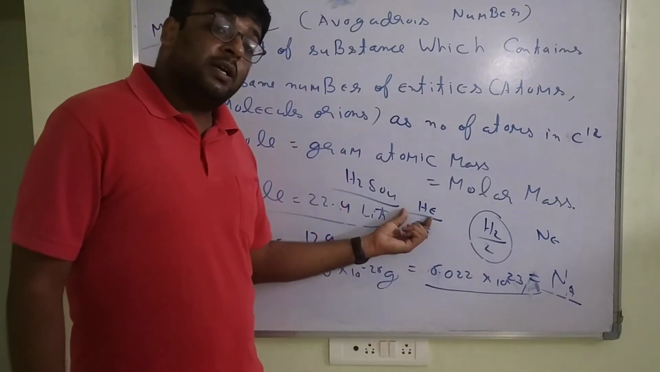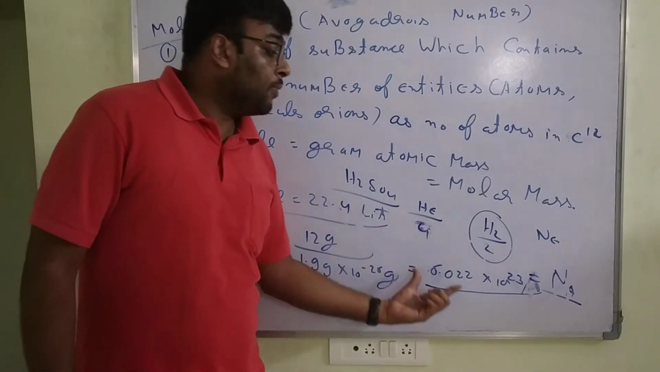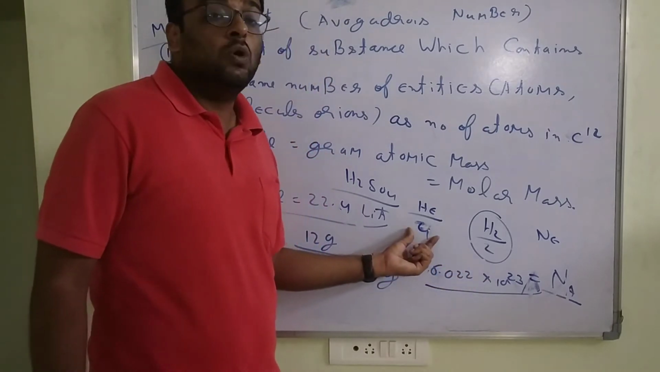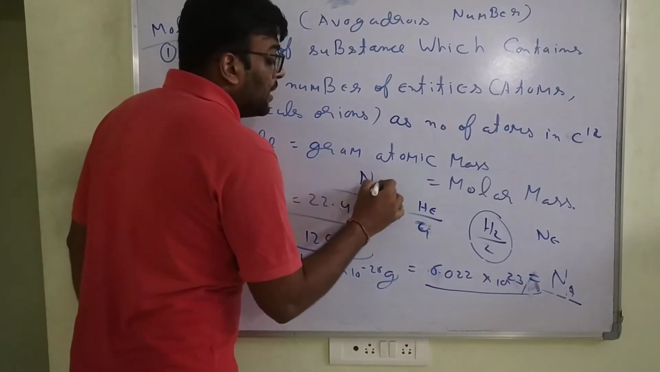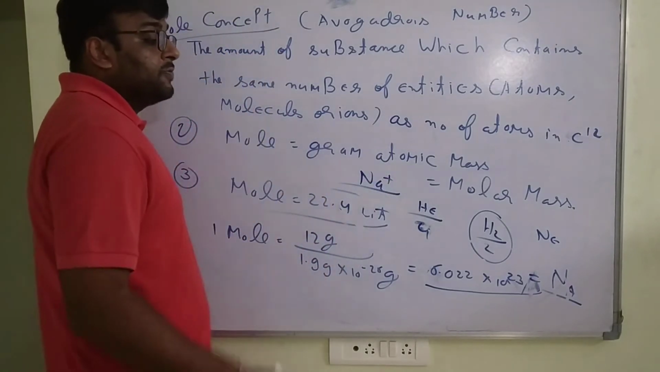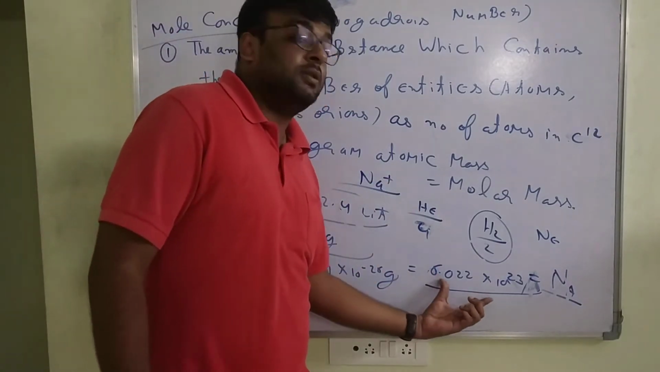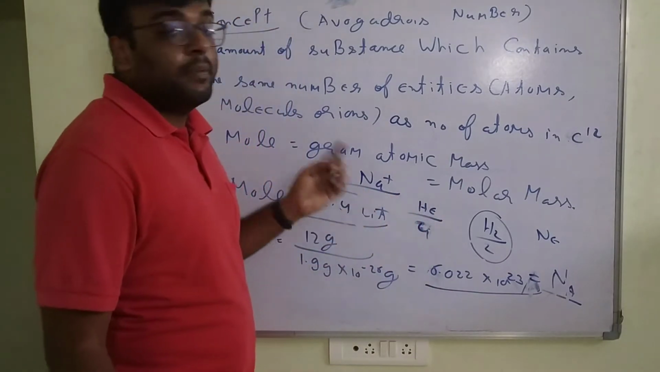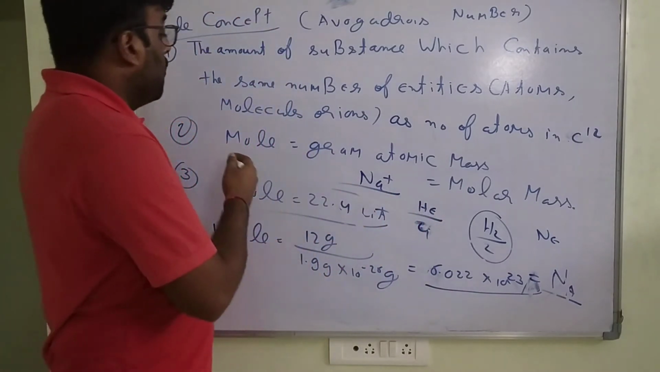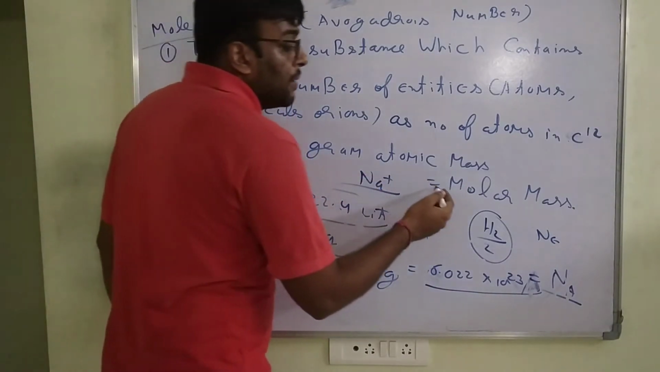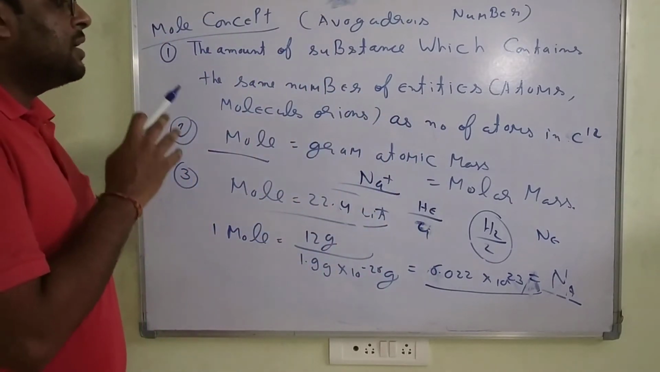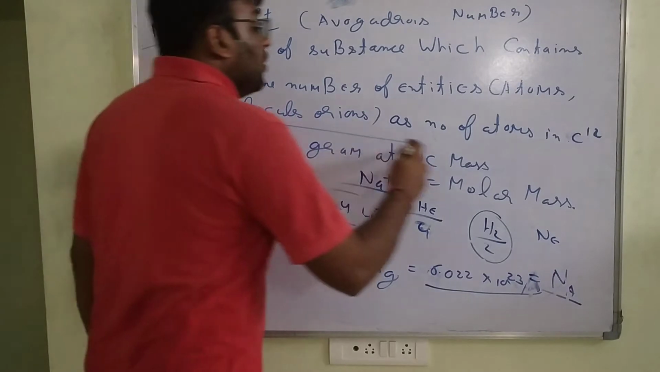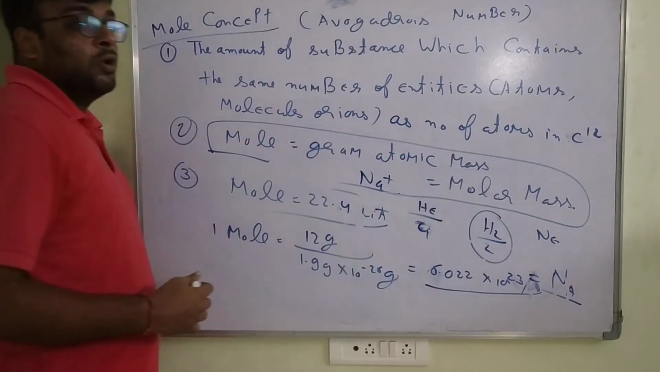Here the atom exists in atom form, the number of moles is the same, and the mass is equal to gram atomic mass. If I am talking about ions, such as Na+, it has a fixed value. When I am talking about the mole, gram atomic mass is also this. So mole is equal to gram atomic mass, equal to molecular mass. You have to remember this; in numericals it is very important.